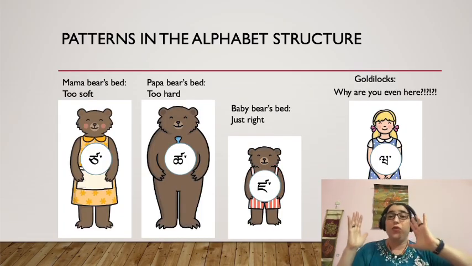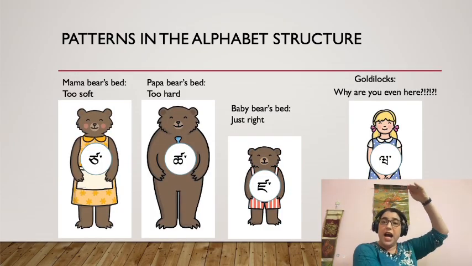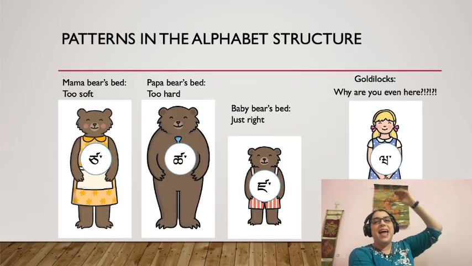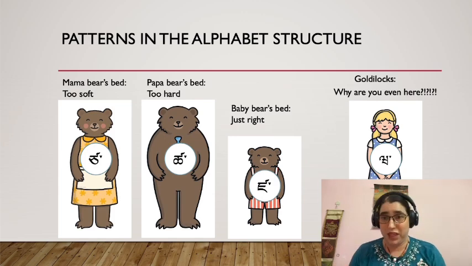So now we've gone through the 5 rows that all follow this very similar column pattern of Mama Bear, high tone because she's tall, she's a grown up, and too soft. Papa Bear, also high tone because he's a grown up, but too hard. Baby Bear, low tone because he's a baby, small, and just right. And Goldilocks, also low tone, she's a child, but doesn't really fit the pattern.